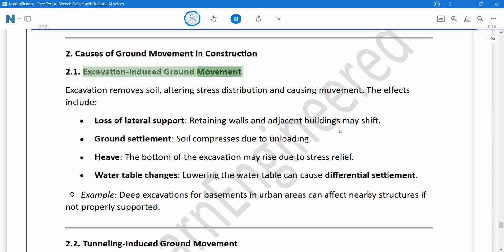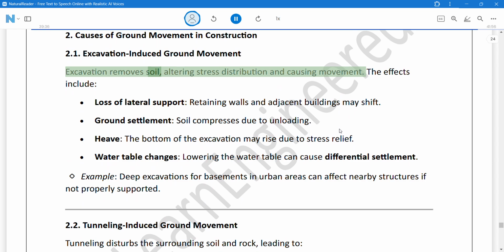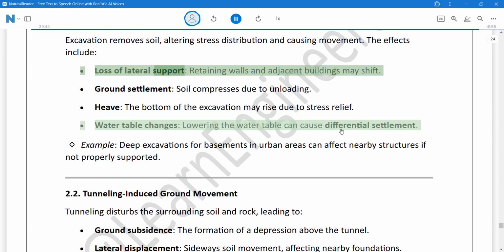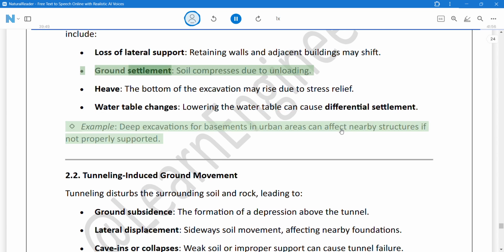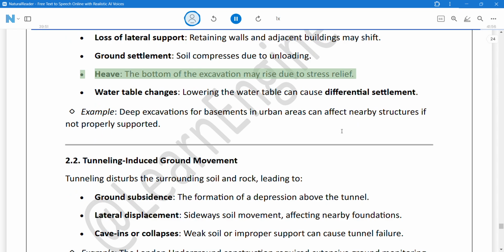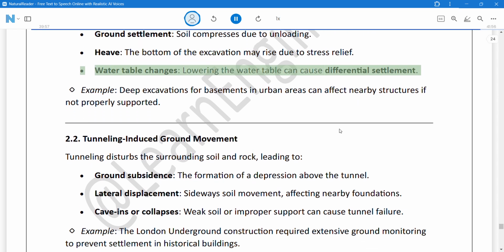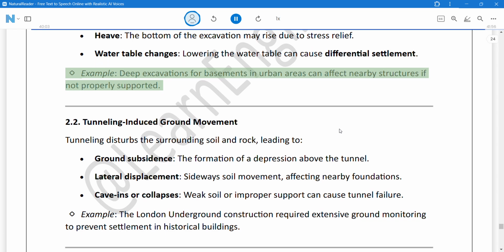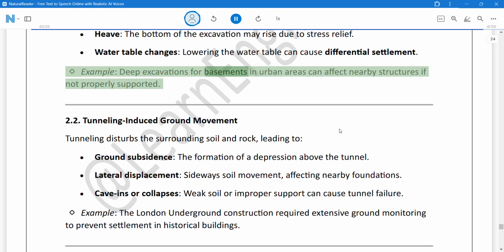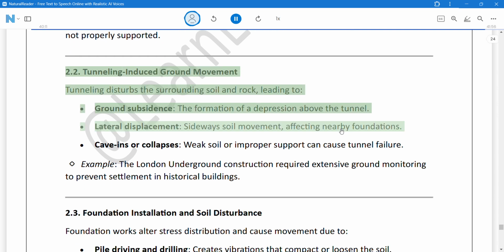2.1 Excavation-induced ground movement. Excavation removes soil, altering stress distribution and causing movement. The effects include loss of lateral support: retaining walls and adjacent buildings may shift. Ground settlement: soil compresses due to unloading. Heave: the bottom of the excavation may rise due to stress relief. Water table changes: lowering the water table can cause differential settlement. Example: deep excavations for basements in urban areas can affect nearby structures if not properly supported.